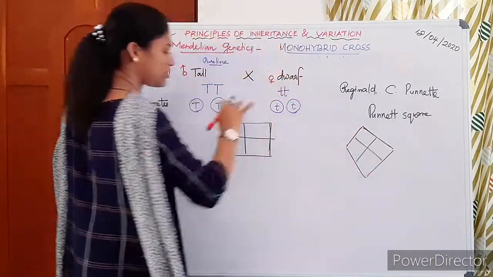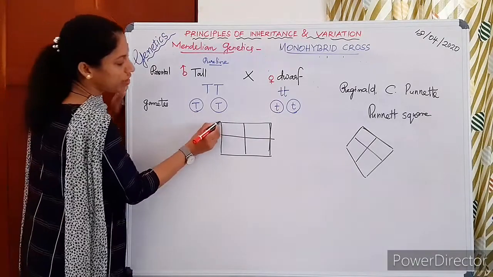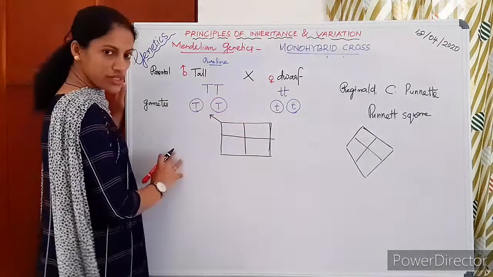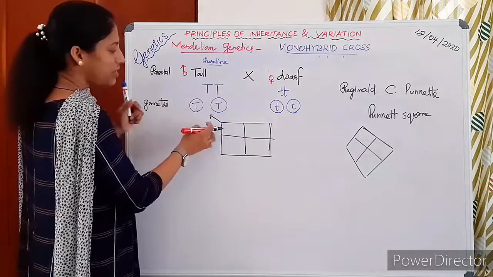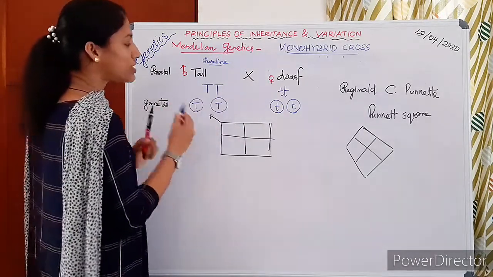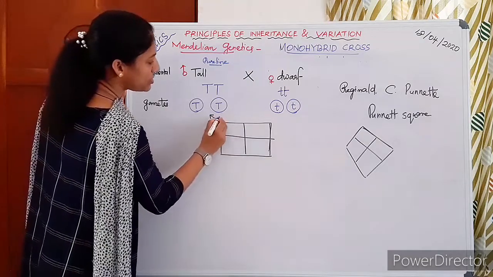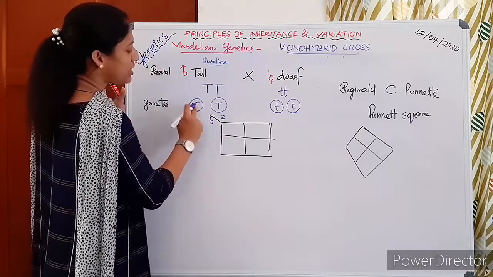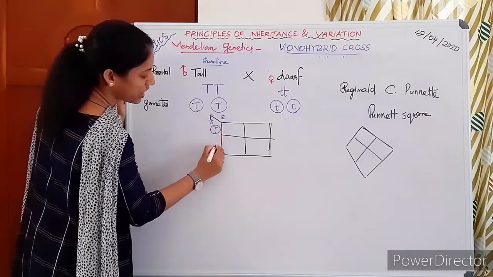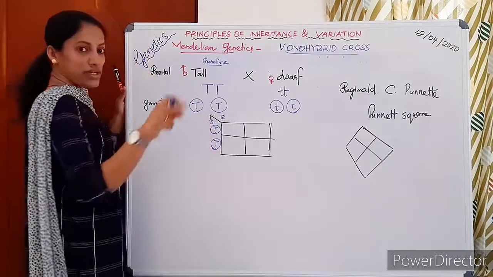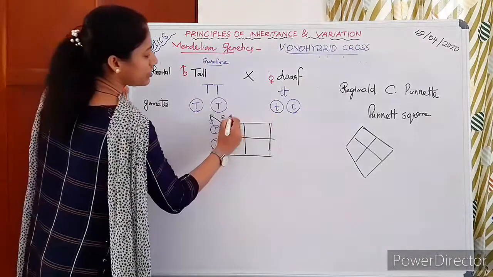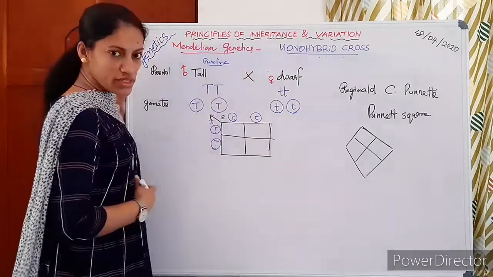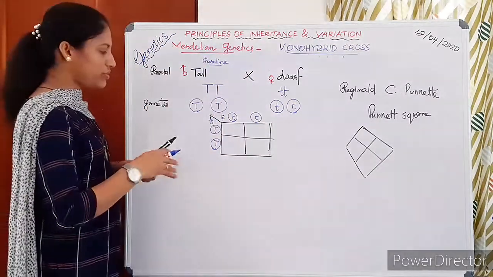So when we use the Punnett square for working out the gamete fusion, we write the male and female gametes outside the margin. That means you put the female gametes here, male gametes here. The male gametes are capital T, capital T. Gametes are always written inside a circle. Then the female gametes are small t, small t. Only this character we consider. All other characters, the genes will also be there.